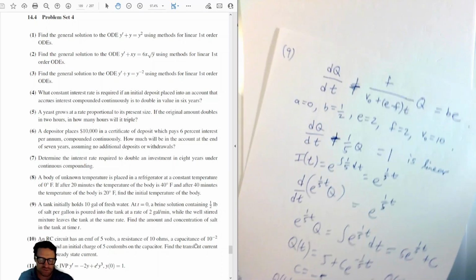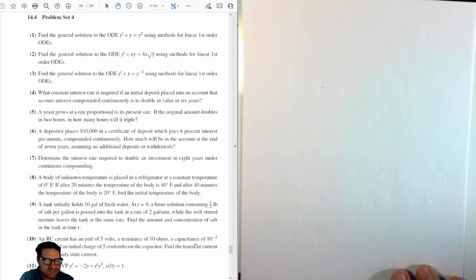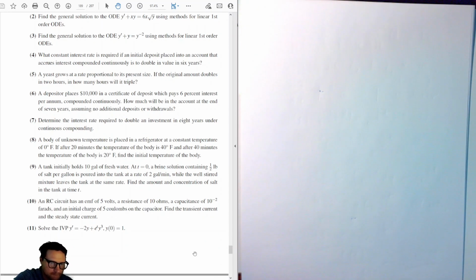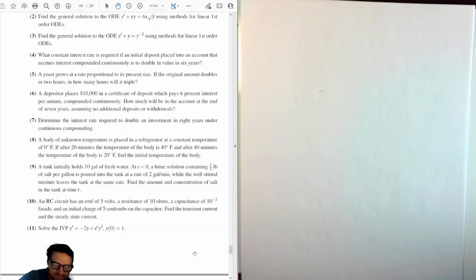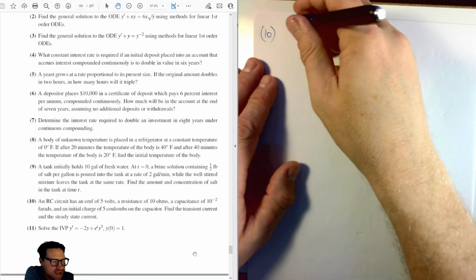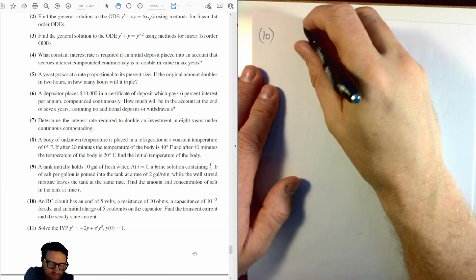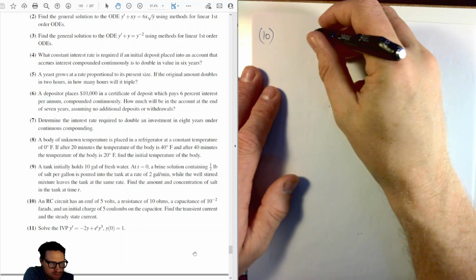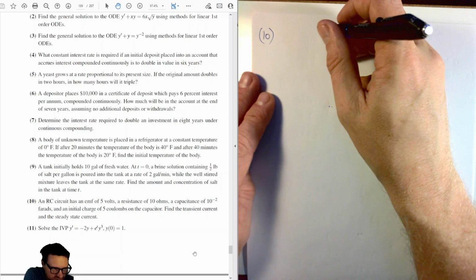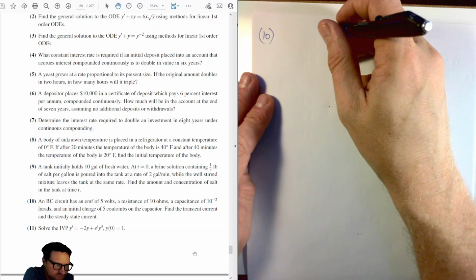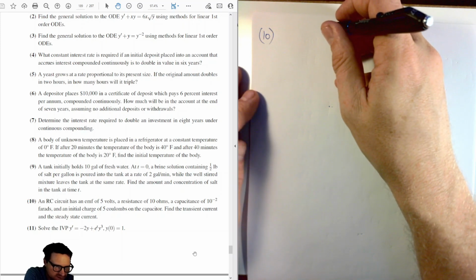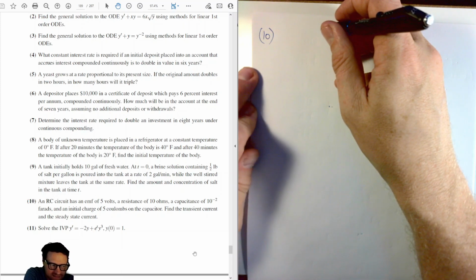Okay, moving on to question 10, and I need to scroll this up so you can see the question. An RC circuit has an EMF of 5 volts, a resistance of 10 ohms, and a capacitance of 10 to the minus 2 farads. So that should be uppercase F for farads. And an initial charge of 5 coulombs on the capacitor. Find the transient current and steady state solution.